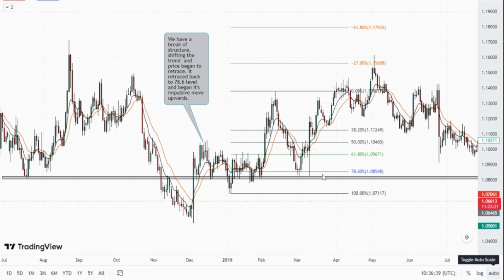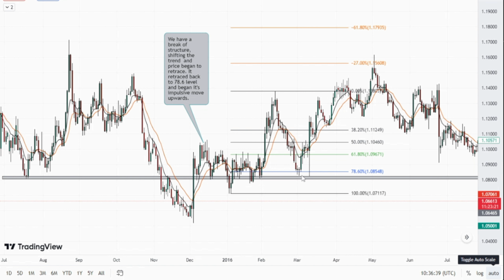It retraced back to the 78.6 level here, our last line of defense. No, actually our last line of defense is this previous higher low here. And it began its impulsive move upwards. So as you can see, we have our A, we have our B, and we have our C here. Then we have our D here, which is the impulsive leg upwards. So this is how you can tell market structure using the Fibonacci tool.